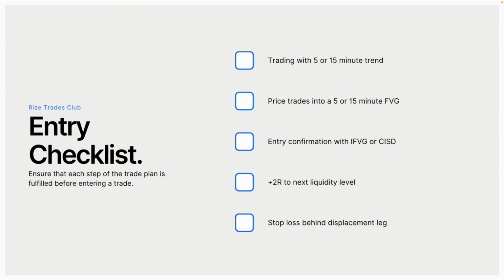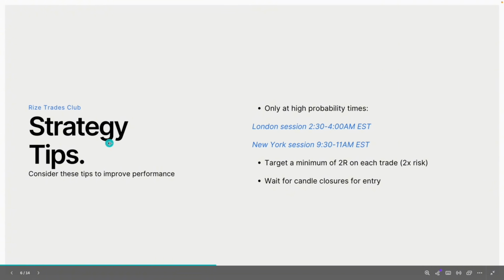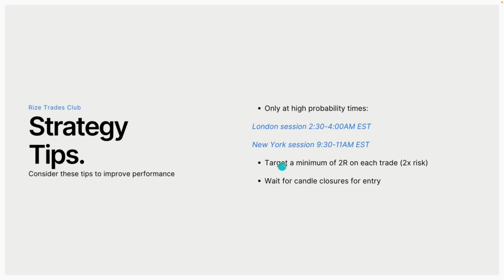Okay, you need to make sure that you are trading with a proven edge in the market and focusing on a step-by-step trading plan every single day. And then onto some strategy tips. So consider these tips to improve your performance.